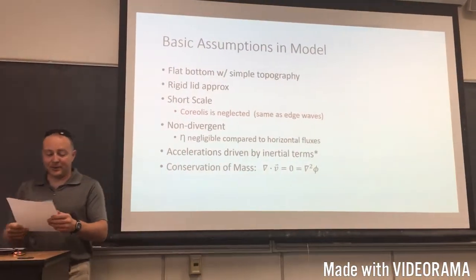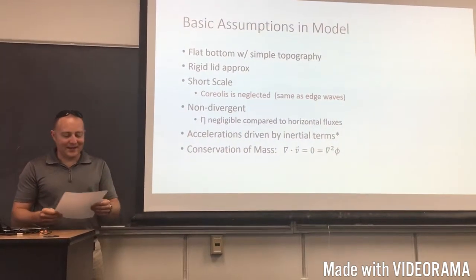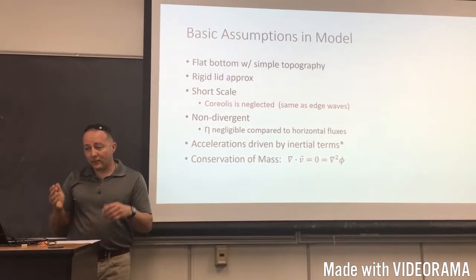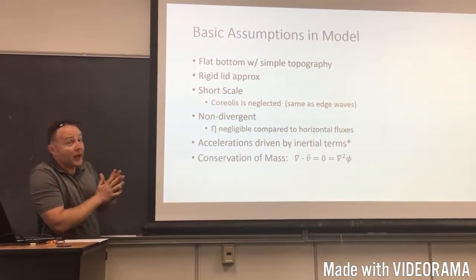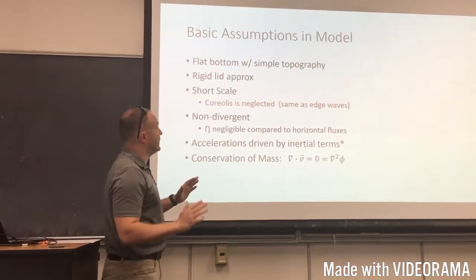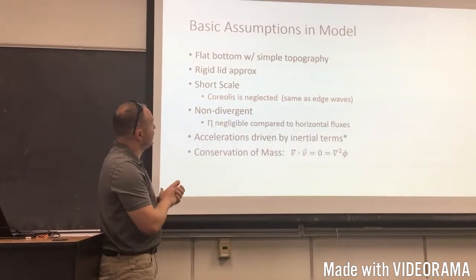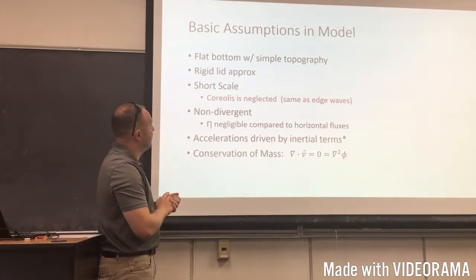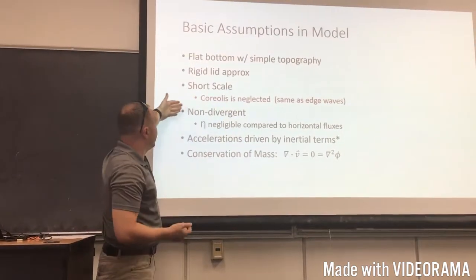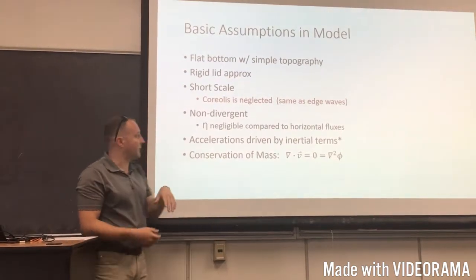I had it in here, but I wasn't reading it. Well, you know, it's V0. So, let's see. Model assumptions, which they have quite a few. Actually, the model assumptions are mostly the same ones that we've been talking about this whole class. So, the flat bottom with simple topography makes it easy. So, no beach. So, rigid lid approximation. So, your eta is constant. Again, the short scale neglects the Coriolis, which is the same as we also did for the edge waves as well. It's non-divergent, so your eta is negligible compared to your horizontal fluxes.